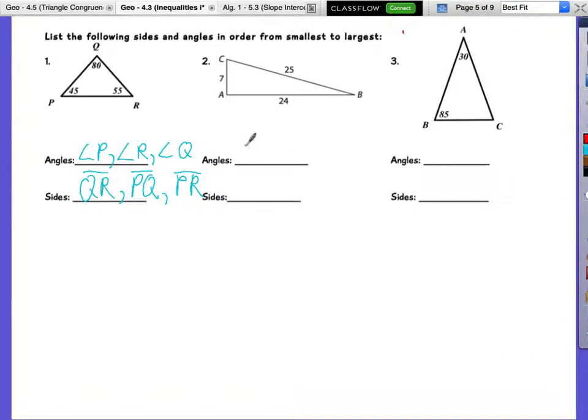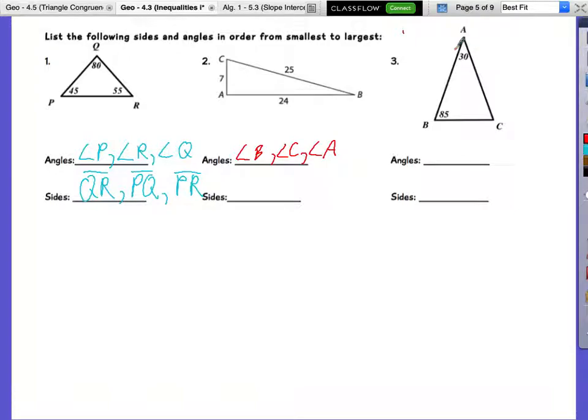Sophia? Angle B, angle C, angle A. I agree with you. Angle B, angle C, angle A from smallest to largest. Angle B is the smallest, angle C is the medium one, and angle A is the biggest one, because that's what it's asked. Okay, and so for our sides, how do we do this one?